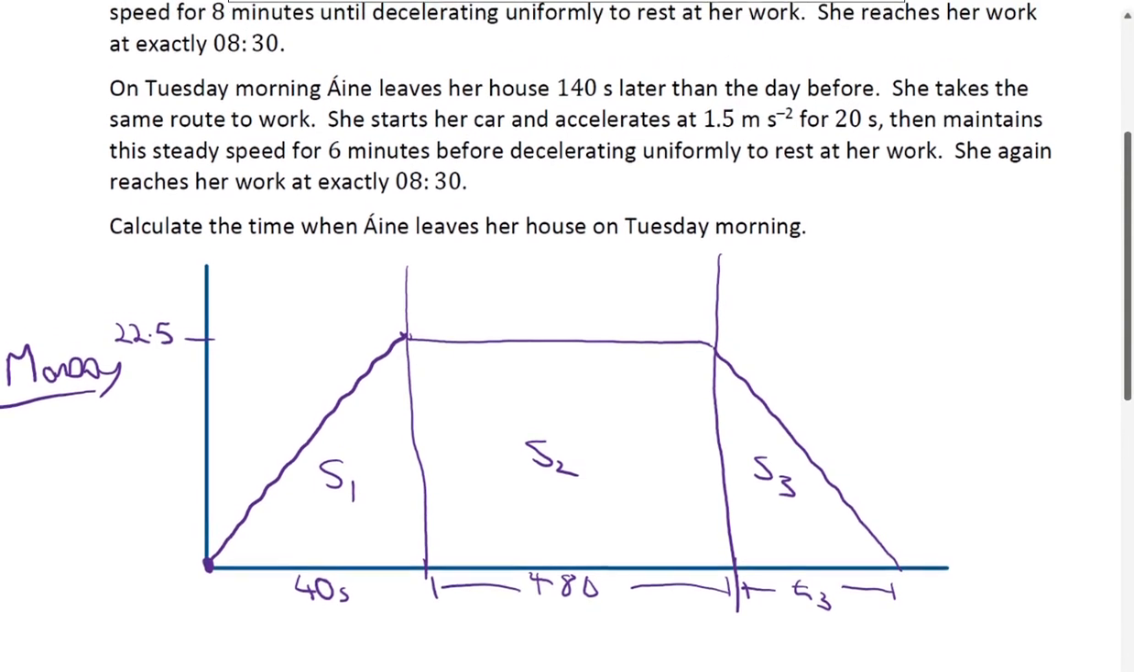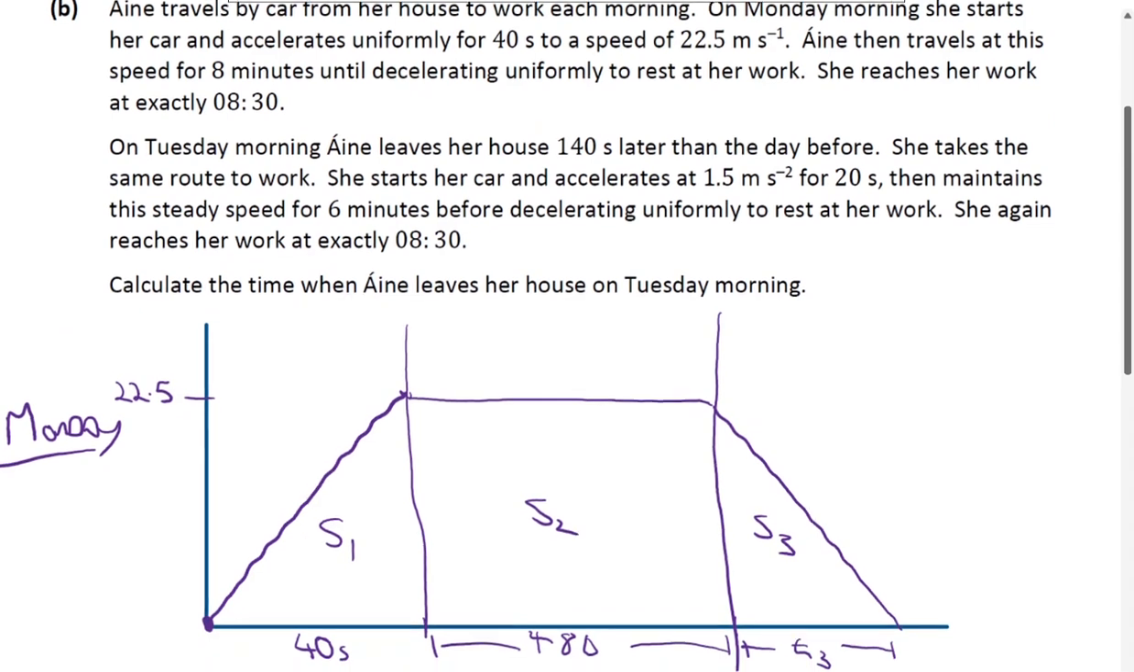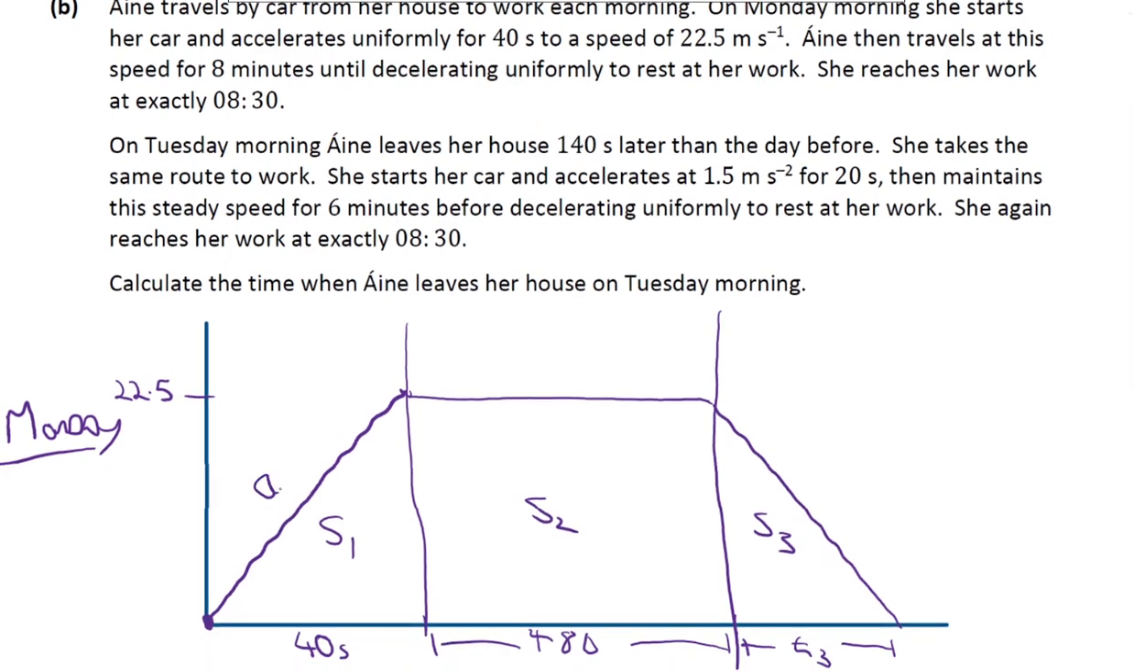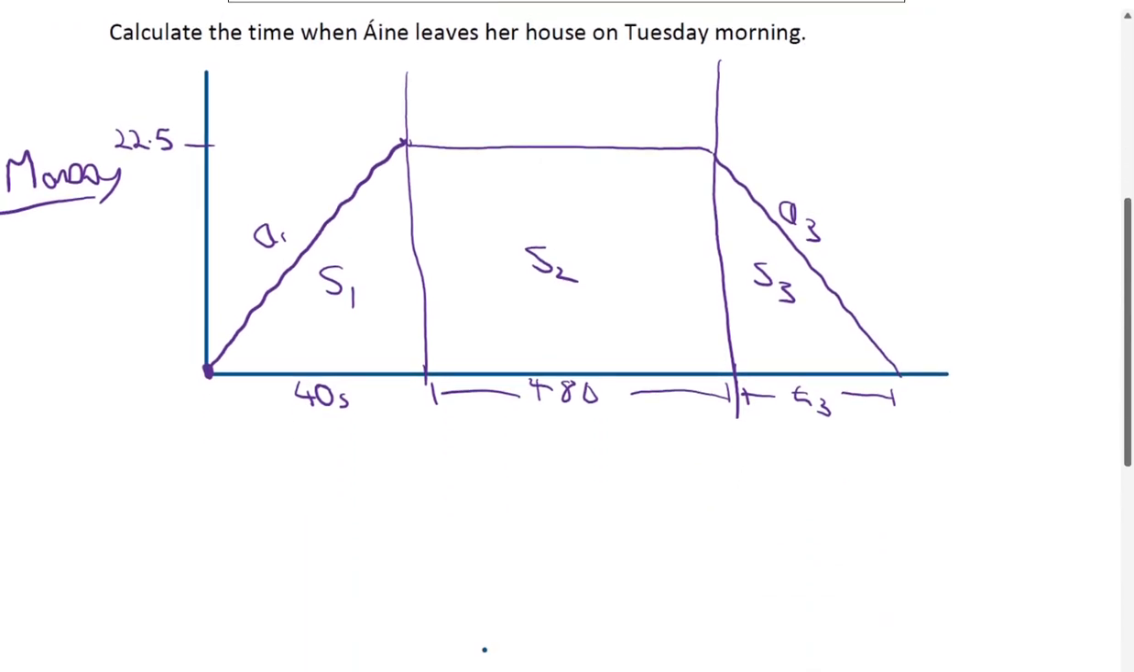We do know that we don't know the acceleration here. We know there's no acceleration in region 2 because it's a constant speed, and we don't know the acceleration in region 3. So I suppose what I would do now is information gather what I can from this. What do we know? Well, we know the distance, and we're going to call this distance Monday.